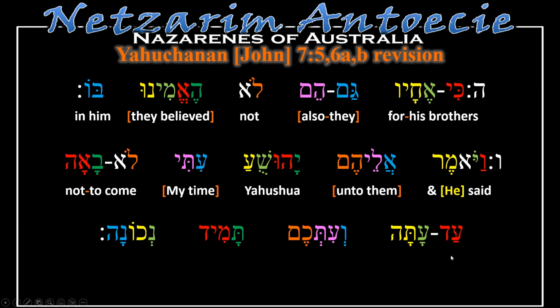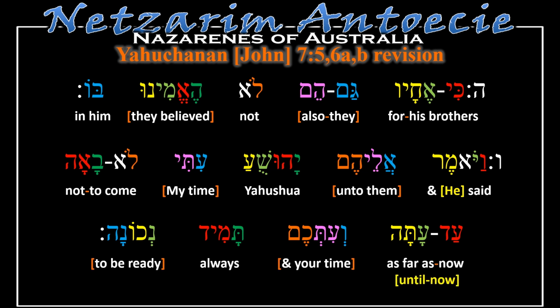Ad, which can be until, ata, now. Ve'itkem, and your time, tamid, always, nekona, to be prepared or is prepared. As far as now or until now, and your time always to be ready. And it can mean to be prepared.